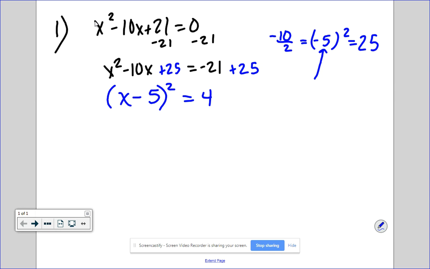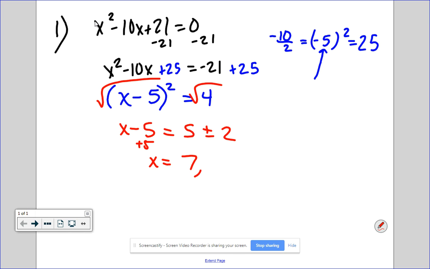Okay? From here, we have square root both sides. I drew the square root, so what do I need to put in front of my answer on the right? Plus and minus and 2. Now I add 5. So x equals 5 plus 2, 7. And 5 minus 2, 3. So there's number 1.